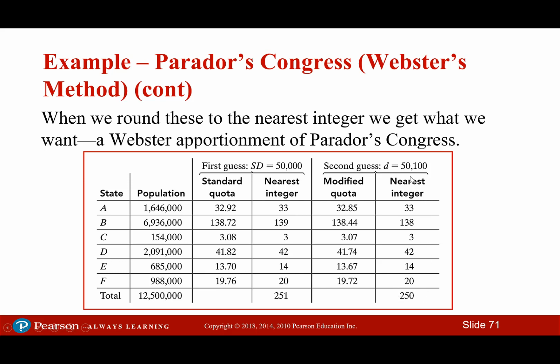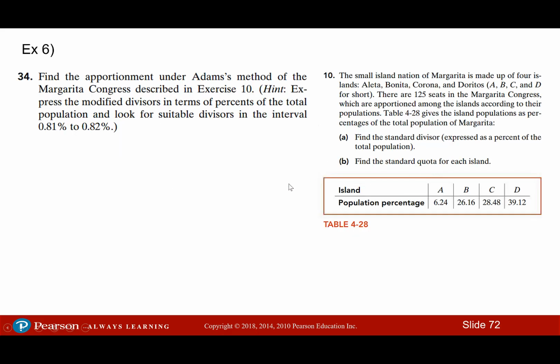Okay, again, is 50,100 the only number that works? No. There's going to be a little spread. It could have been that 50,200 might have worked as well, or maybe 50,050 or 50,025. So there's no set number here. The homework will always give you a range. All right, let's go to our homework.